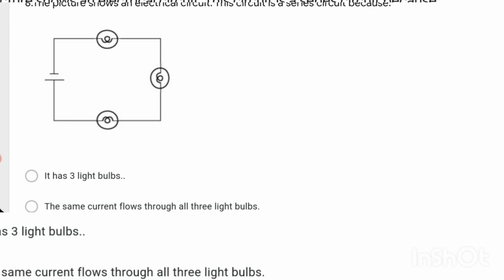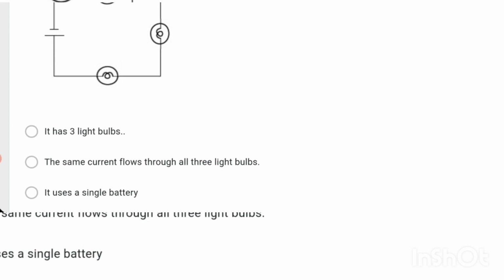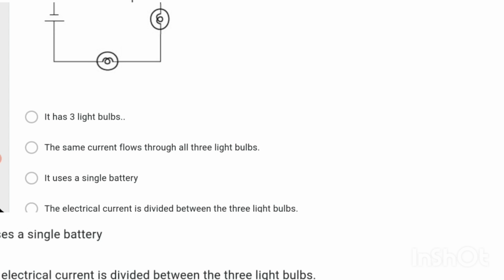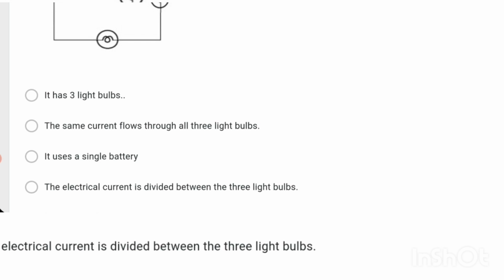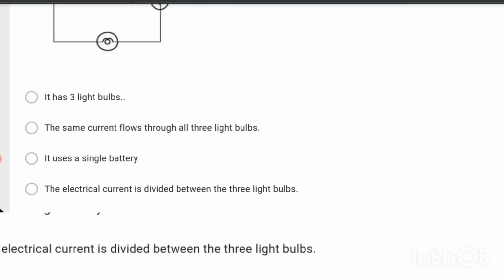The picture shows an electrical circuit. This circuit is a series circuit because, so what is the reason that this circuit is known as series circuit? It has 3 light bulbs. The same current flows through all the 3 light bulbs. It uses a single battery, or the electrical current is divided between the 3 light bulbs. So correct answer will be it has same current in all the 3 light bulbs. So B will be correct answer.